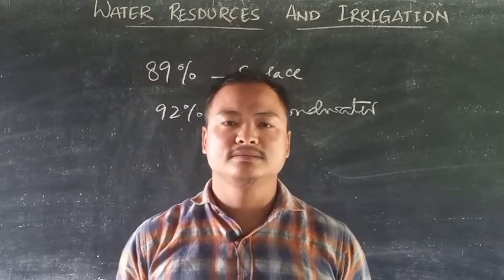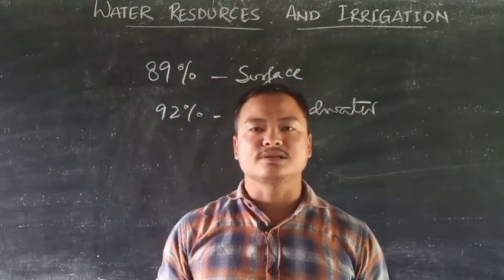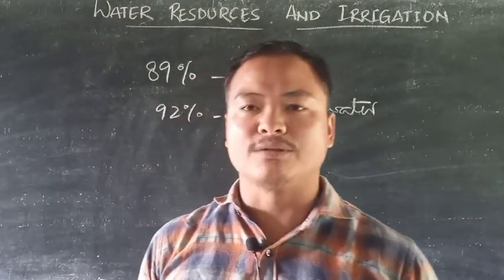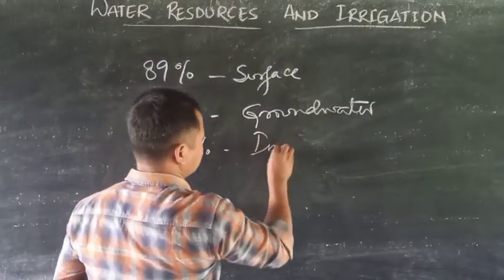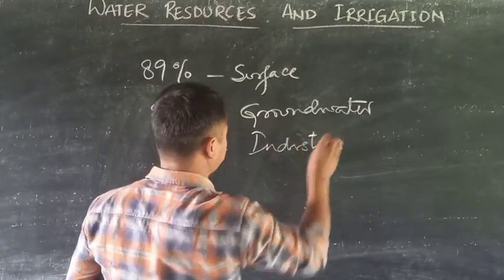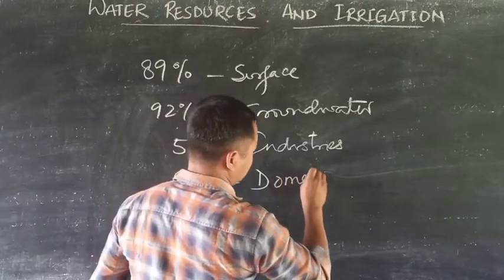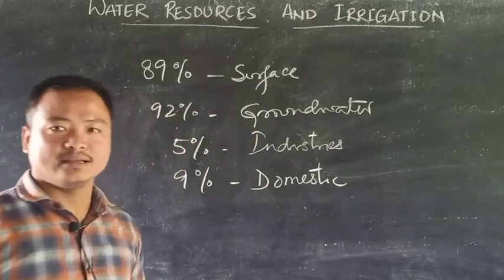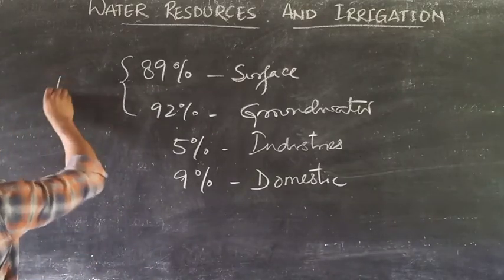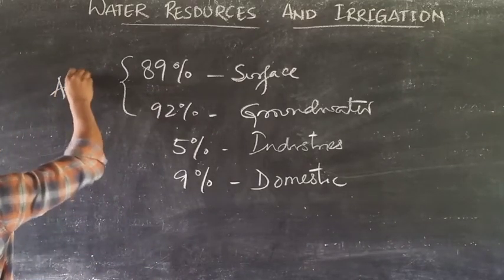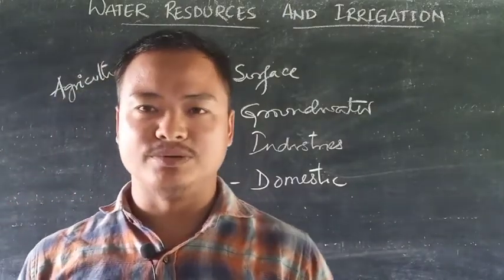While in other sectors, that is, apart from agricultural practice, industries only utilize a mere 5% of water resources in India. So 5% is by industries, while 9% is mostly consumed by domestic activities. So here you see 89% of surface water and 92% of groundwater is all consumed by agriculture. This is where we get to see the maximum utilization.